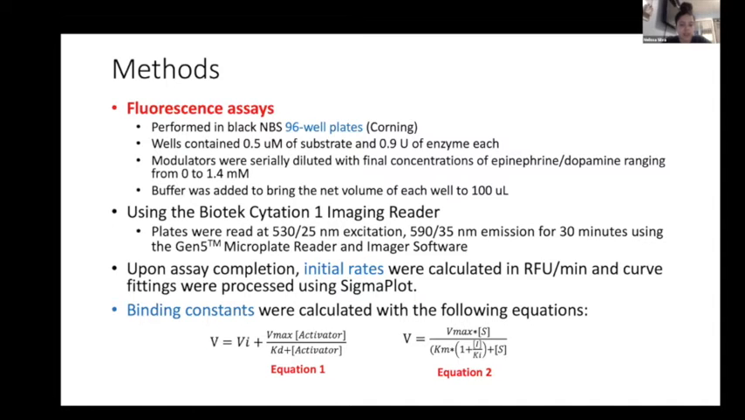Then using the BioTek Cytation 1 imaging reader, the plates were read at 530/25 nanometer excitation and 590/35 nanometer emission for 30 minutes using the Gen5 microplate reader and imager software. Then upon assay completion, initial rates were calculated in RFU per min and curve fittings were processed using SigmaPlot. Then finally, the binding constants were calculated with the following equation seen here.